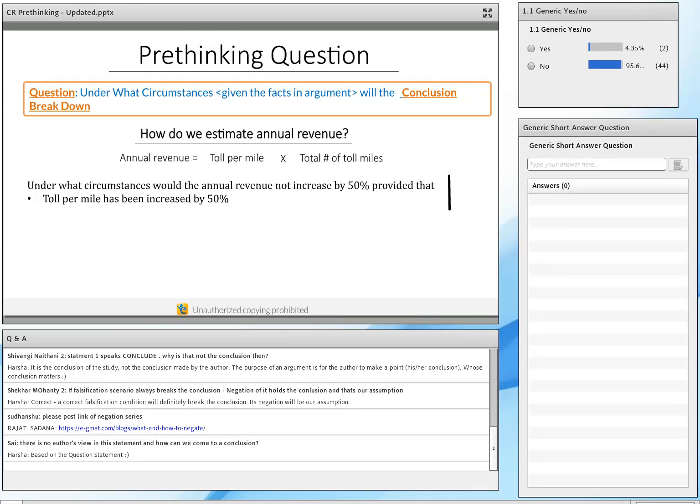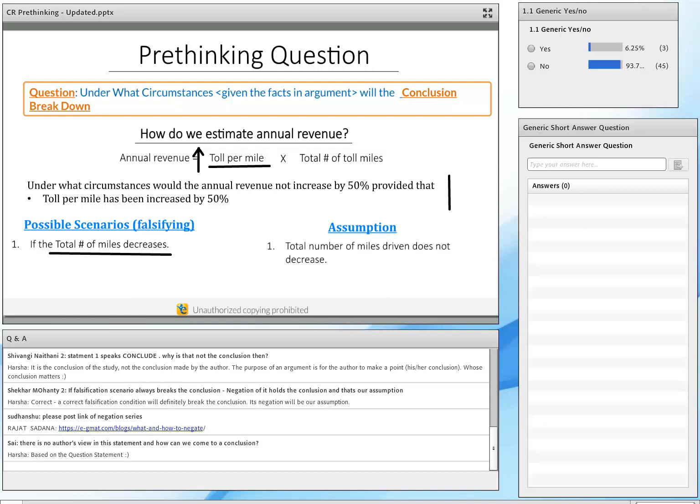So under what circumstances would that happen? What is the falsifying scenario? We already know that toll per mile has gone up by 50%. This is something that's given as a fact to us. Toll per mile has increased by 50%. So the only possible scenario is if the total number of miles decreases. If that number decreases, then my conclusion will break down. So what is my assumption? The total number of miles does not decrease. Why? Because my falsifying scenario is that the total number of miles decreases, and my assumption is that the total number of miles driven on those toll highways does not decrease. Is that clear to everyone?